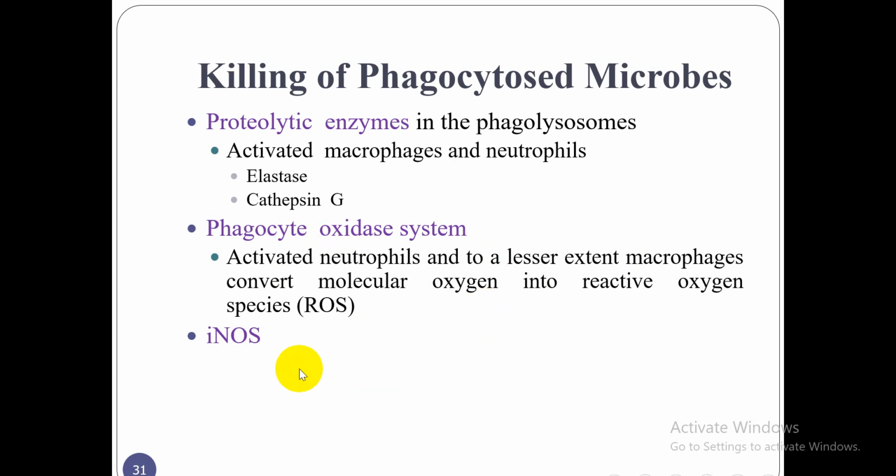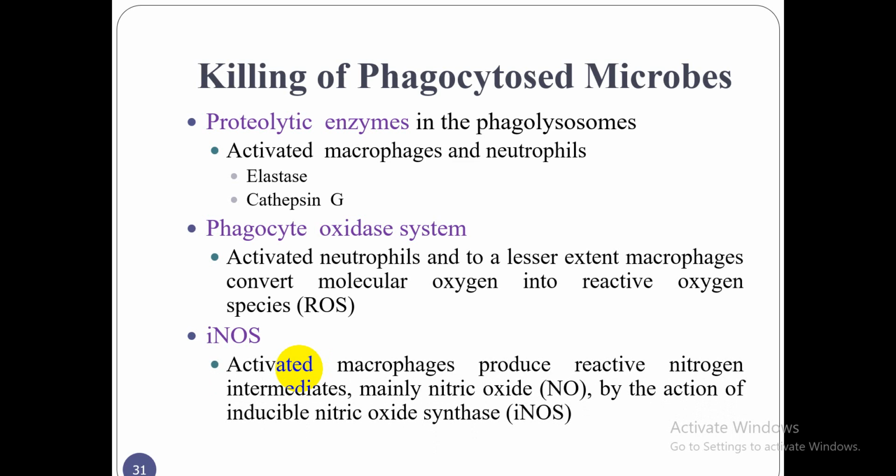And the third mechanism is inducible nitric oxide synthase. Activated macrophages could produce reactive nitrogen intermediates, mainly nitric oxide. And this nitric oxide could be toxic for the microbe, and it could be produced by the action of inducible nitric oxide synthase, or iNOS. So we have three different mechanisms for killing of the phagocytosed microbe.